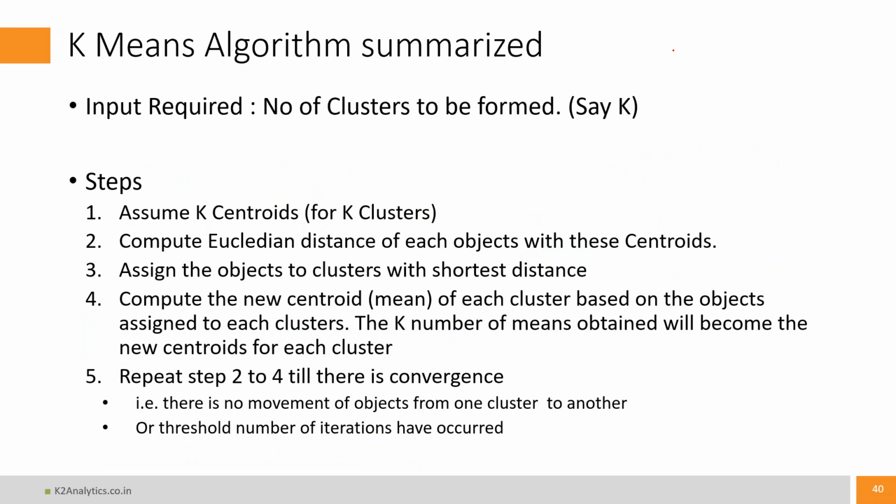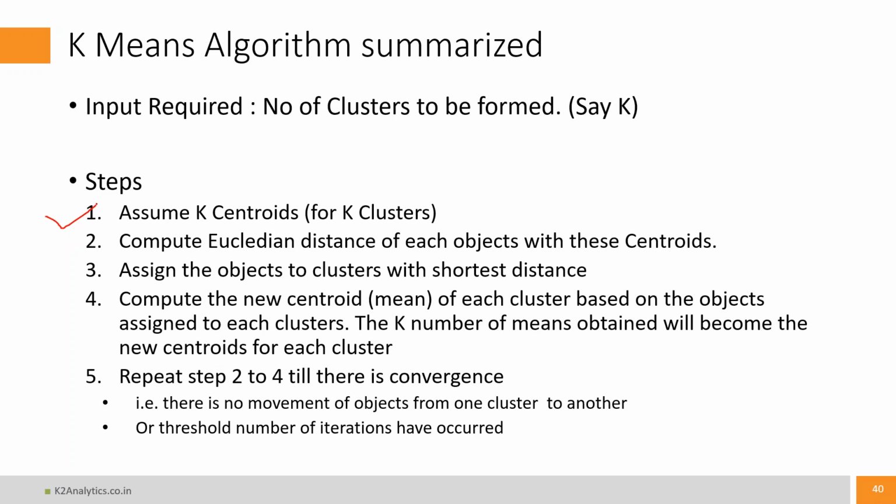If you have understood the logic, all the 5 steps which I have tried to explain in a pictorial way have now been summarized in this slide. K means algorithm summarized. Input required: number of clusters to be formed, say K. Step 1. You assume K centroids. Step 2. Compute distance of each object from these centroids. Step 3. Assign the objects to the cluster with the shortest distance. Step 4. Compute the new centroid, that is the mean of each cluster based on objects assigned to each cluster. The K number of means obtained will become the new centroid for each cluster. Step 5. Repeat steps 2 to 4 till there is convergence, that is, there is no movement of object from one cluster to another or a threshold number of iterations have occurred.